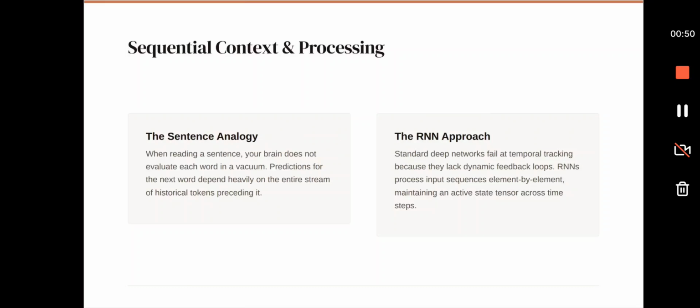To understand this, let's look at a simple analogy. Think about how we read a sentence. Your brain does not evaluate each word in isolation. When you read the words "neural networks" in a presentation title, you understand the context because you remember the word "neural" that came right before it. Predictions for the next word are always dependent on the entire history of words before it.